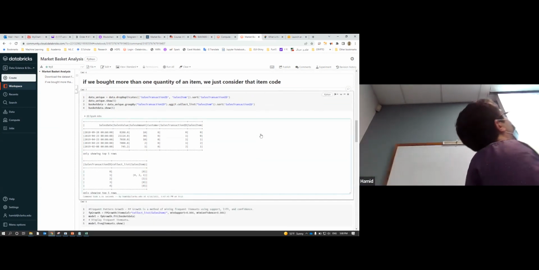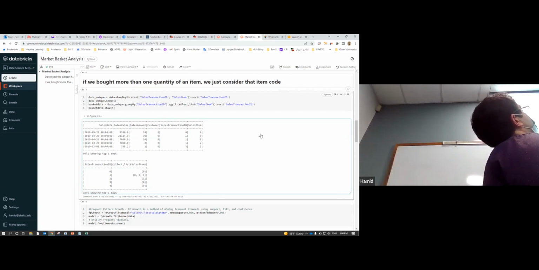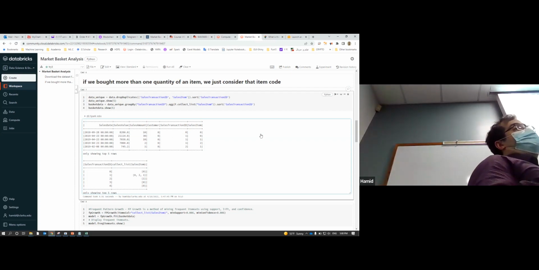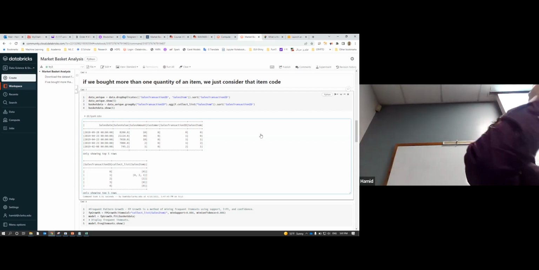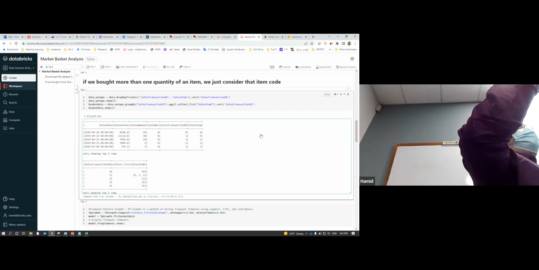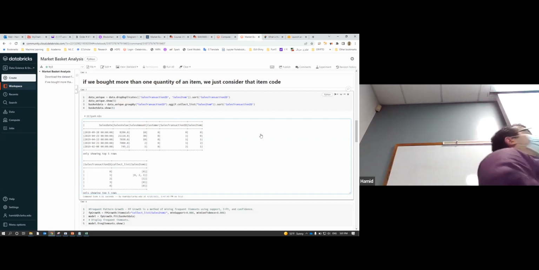So if we bought more than one quantity of an item, we just consider that item code. Again, it might even be typos. So we are looking at a unique item in a unique order. If you have multiple rows of one item in one transaction, it might be just a typo.